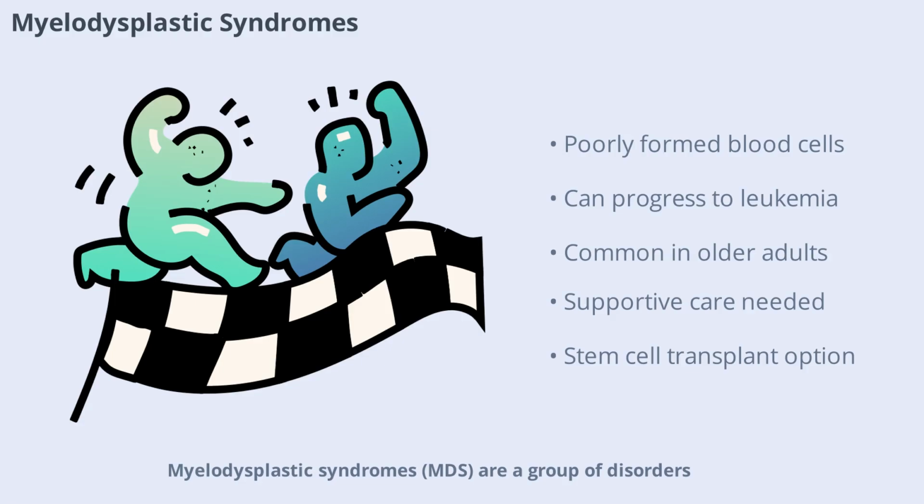Myelodysplastic syndromes, MDS, are a group of disorders caused by poorly formed or dysfunctional blood cells. These syndromes often progress to leukemia and are more common in older adults. Symptoms include fatigue, infections, and easy bruising. Hematology is essential for diagnosing MDS and guiding treatment, which may involve supportive care, medications, or stem cell transplantation. Early detection and specialized care are important for managing these complex disorders.